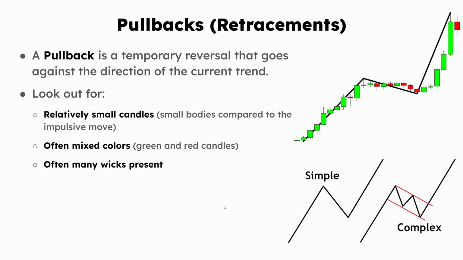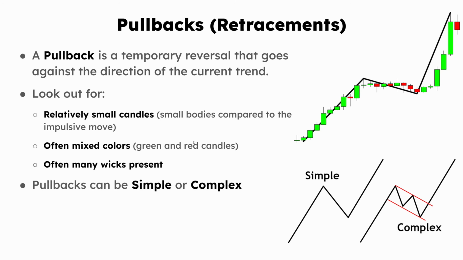Last but definitely not least, in pullbacks we will often see multiple wicks present. And in this pullback we see that multiple of these candles have both large upper and lower wicks. You can see this first candle had wicks, this one as well. This candle, large wicks, large wicks, large wicks. And to be more precise, I'm looking out for multiple wicks and also large wicks compared to the real bodies.